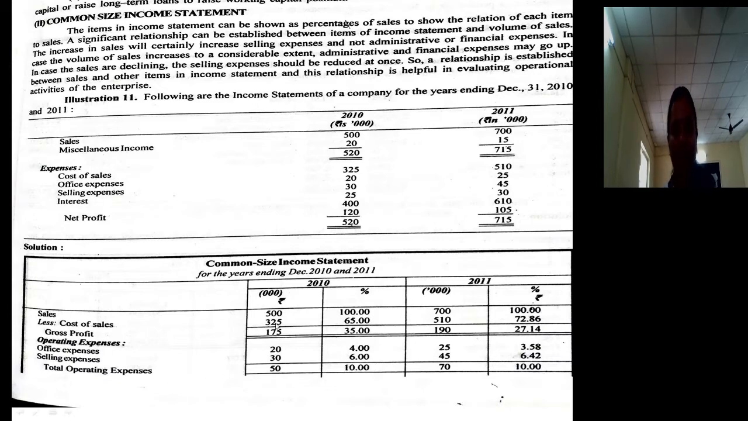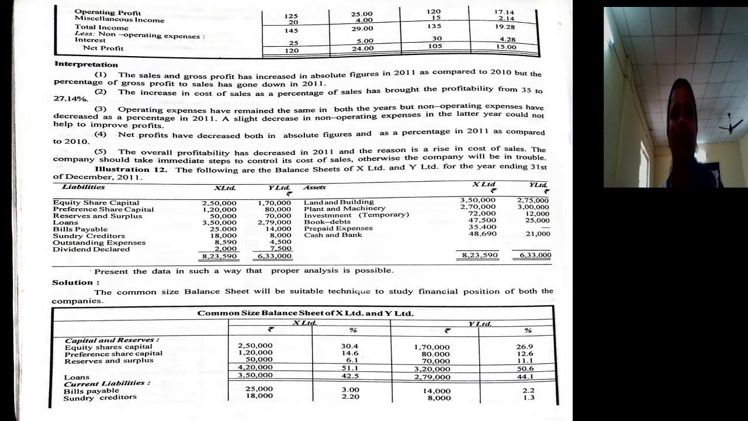Again, if 500 is 100, what is 24%? If 500 is 100, what is 36%? If 500 is 100, what is 50? 10%. So 10% of total sales is total operating expenses. If 500 is 100, what is 125? It is 25. If 500 is 100, what is 20? It is 4. If 500 is 100, what is 145? 29. 29% of sales is total income. If 500 is 100, what is 25? It is 5. If 500 is 100, what is 120? It is 24. So 24% of sales is net profit during 2010.